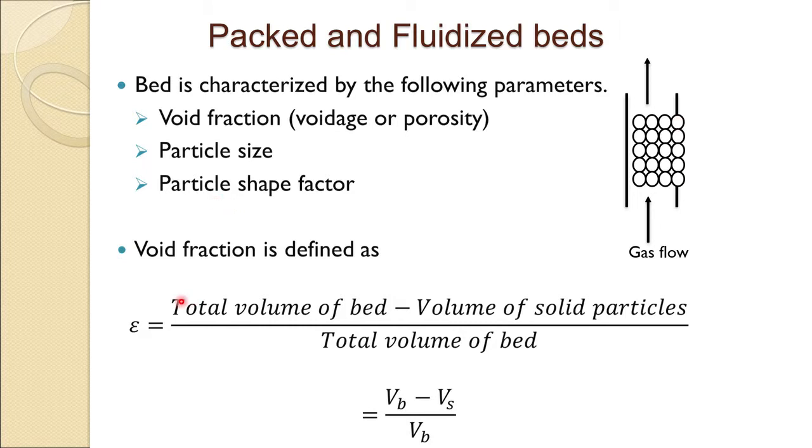So the void fraction, how it is defined, is the total volume of the bed minus the volume of solid particles, divided by the total volume of the bed. So if the total volume of the bed is V, then V minus VS divided by V, that's in a non-dimensional way, a unitless quantity actually. So this gives you the void fraction of the bed. Whenever you talk about the packed bed, the question would be asked, what is the void fraction? So the void fraction meaning is this.